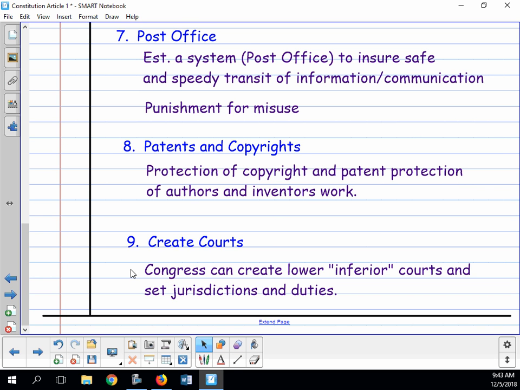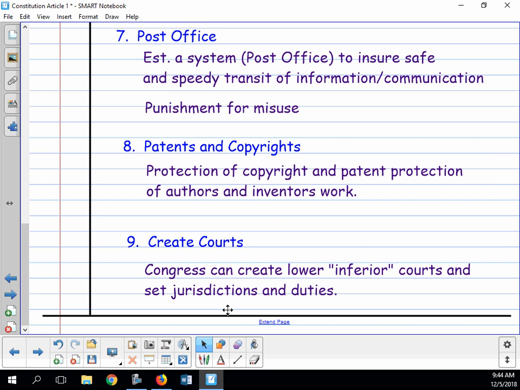Right, create courts. Now, the only court the Constitution identified was the Supreme Court. So this allows Congress to add additional courts as needed. They're known as inferior courts, meaning they are under the Supreme Court. They're not less, they are not poor, but they are just under. They do not have quite the power that the Supreme Court does. It also sets jurisdictions and duties, meaning what area of control they have. For example, juvenile court is all about juveniles.